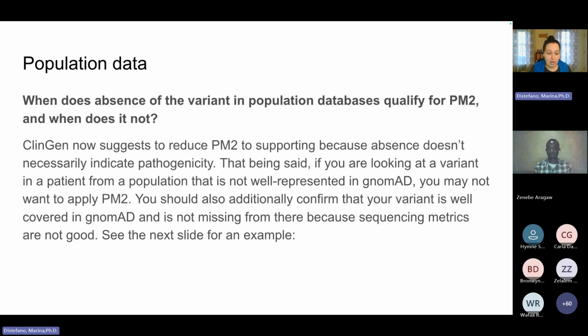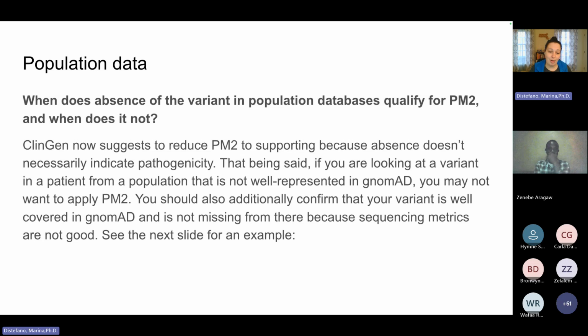But in the future guidelines, we're actually getting rid of this absence criteria as a piece of pathogenic evidence on its own. As a step towards this, ClinGen now suggests reducing PM2, which is a moderate piece of pathogenic evidence, to supporting, because absence doesn't necessarily indicate pathogenicity. That being said, if you're looking at a variant in a patient from a population that is not well represented in gnomAD, you may not want to apply PM2.